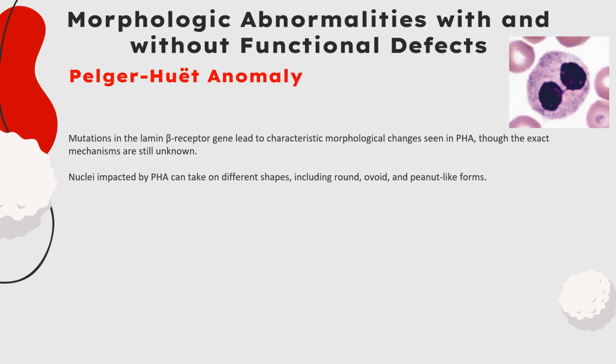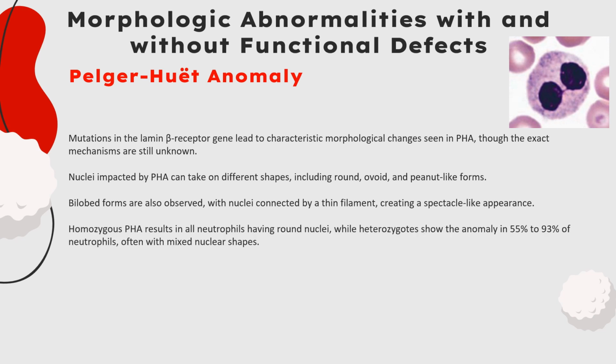Now, let's take a closer look at the nuclear shapes affected by PHA. Nuclei impacted by this anomaly can take on various forms, including round, ovoid, and peanut-like shapes. You might even observe bilobed forms, where nuclei are connected by a thin filament, creating a spectacle-like appearance. The manifestation of PHA can differ between individuals. In homozygous cases, all neutrophils will have round nuclei. On the other hand, heterozygotes show the anomaly in 55% to 93% of neutrophils, often with mixed nuclear shapes. Interestingly, despite the altered nuclear appearance, neutrophils in PHA usually function normally. These white blood cells continue their essential role in defending the body against infections and foreign invaders.